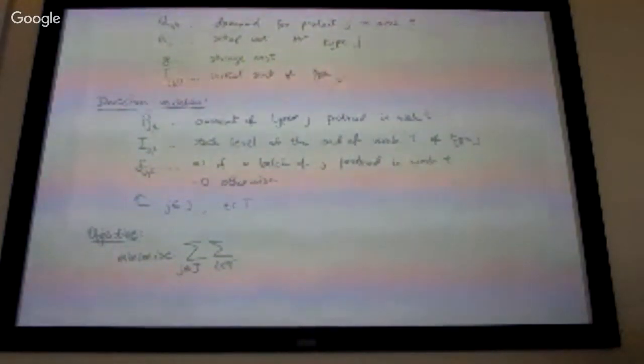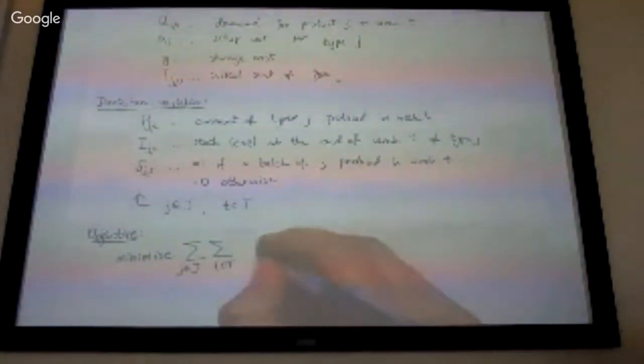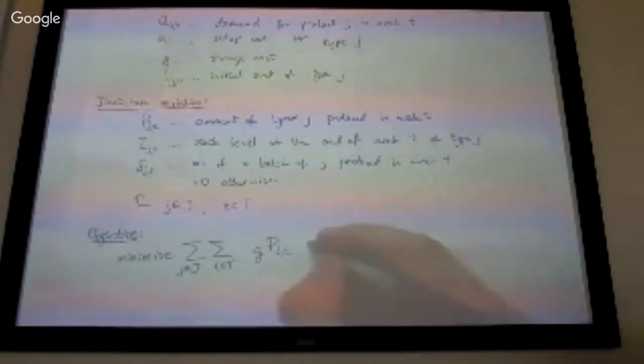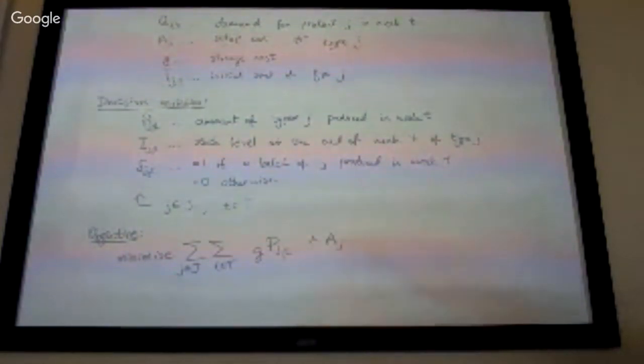But here it's not mentioned, so it doesn't. So there's the storage cost, which is G times P JT is what it was, and then the setup cost is AJ times whether we make the setup or not, 0 or 1, and that you have to add.